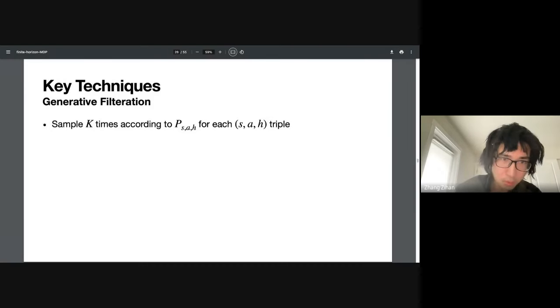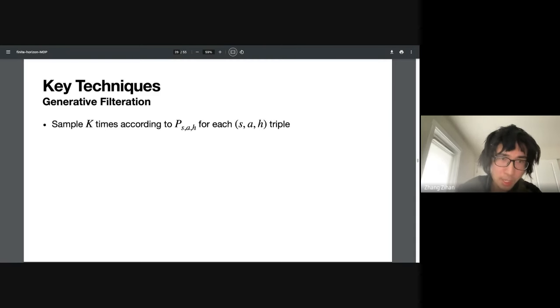I want to first introduce the notion of a generative model version, which is also popular in related fields. There are some works studying our problem with a generative simulator, which means that we can query a model to sample from each P_{s,a,h} by paying sample complexity 1, and the performance of the algorithm is measured by how many samples you used to obtain a near optimal policy.